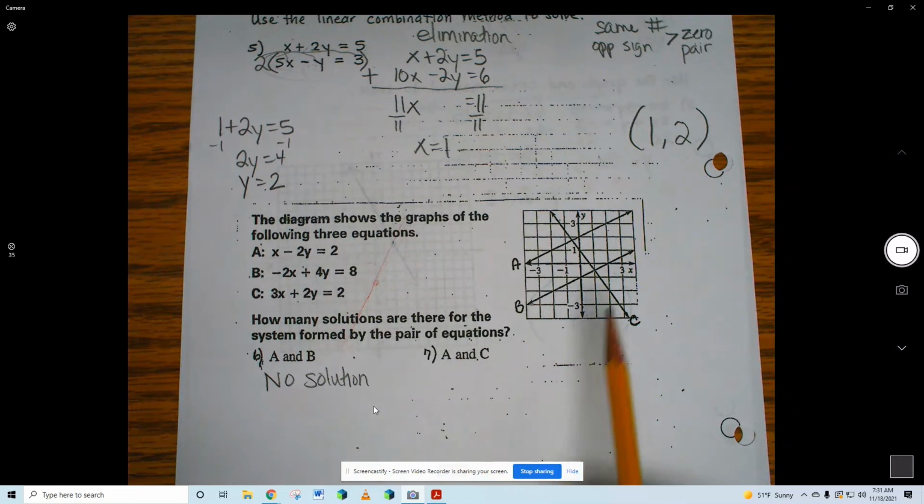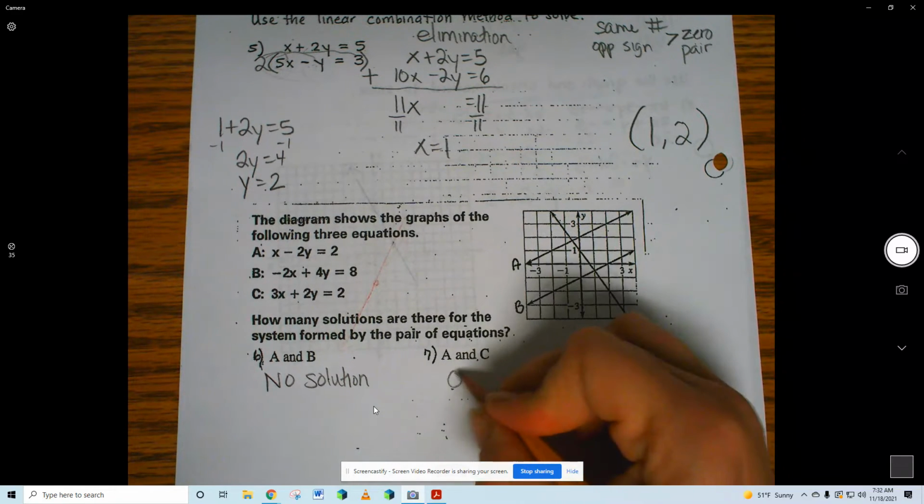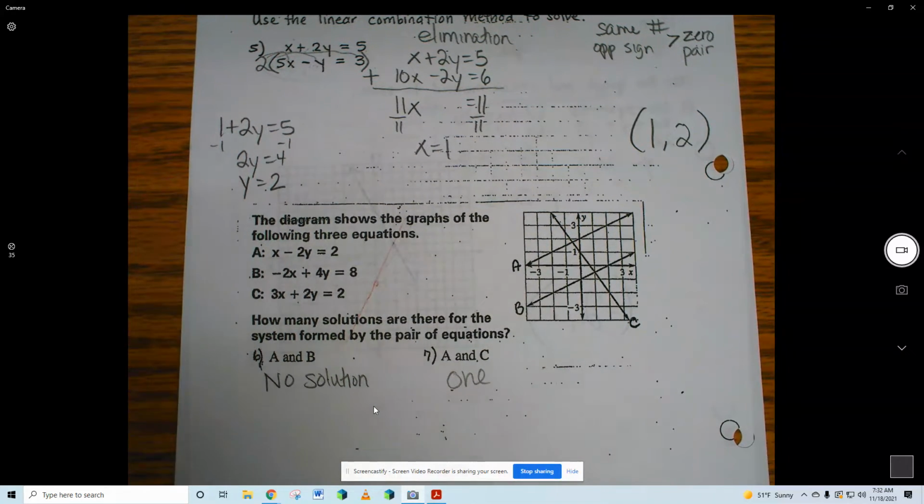A and C. How many times do A and C cross? 1. That's all there is to this. Isn't that nice?